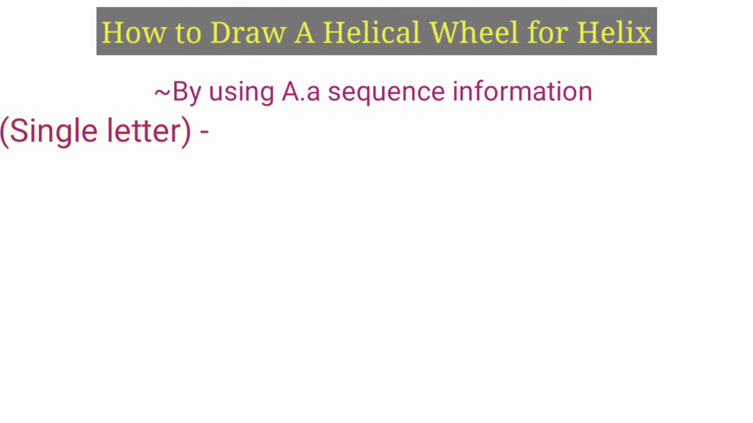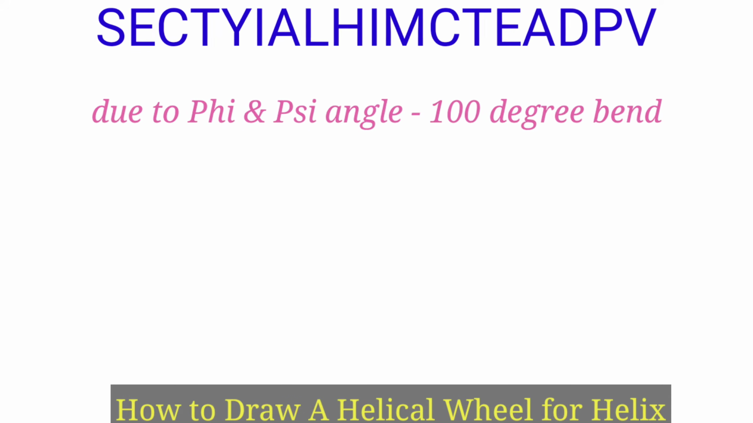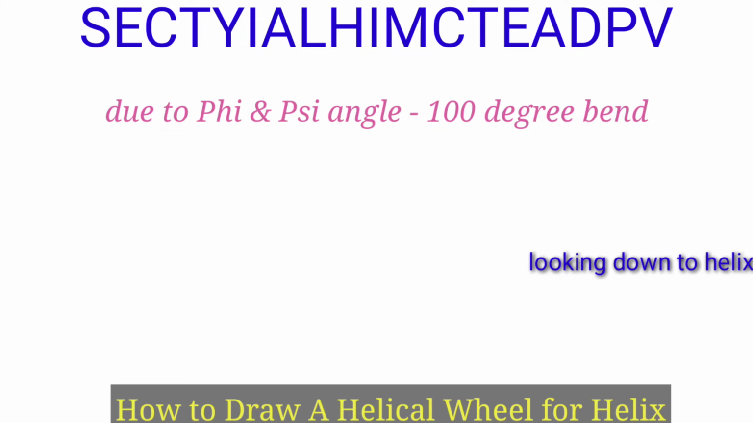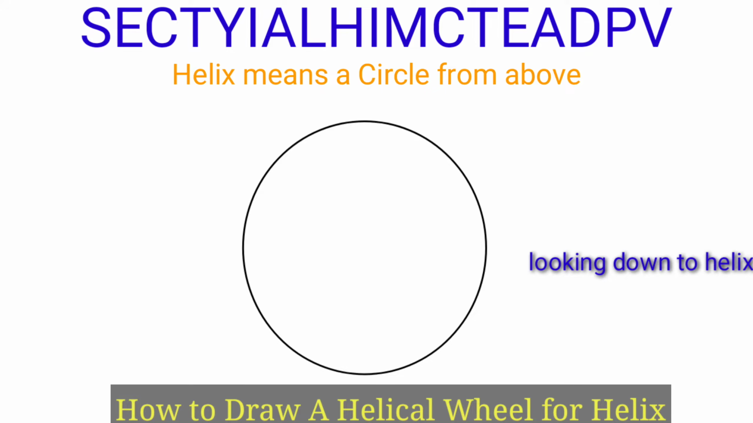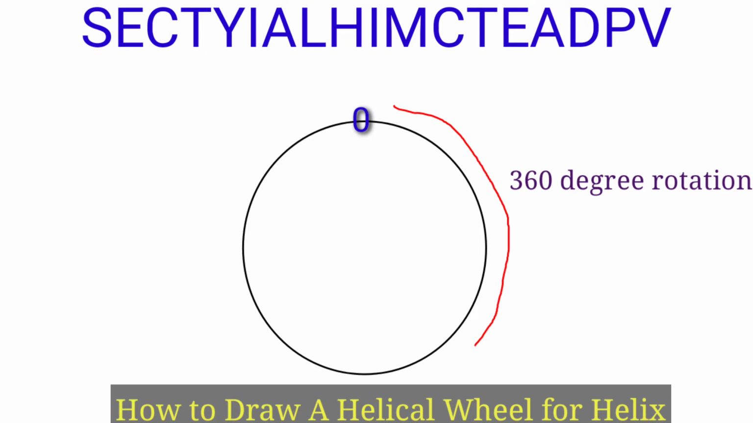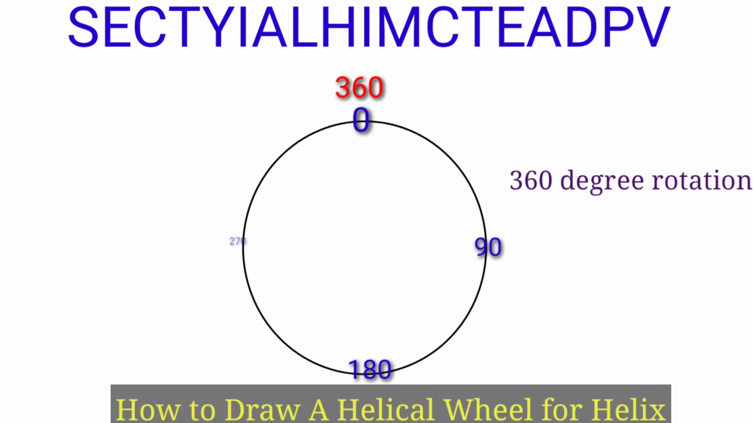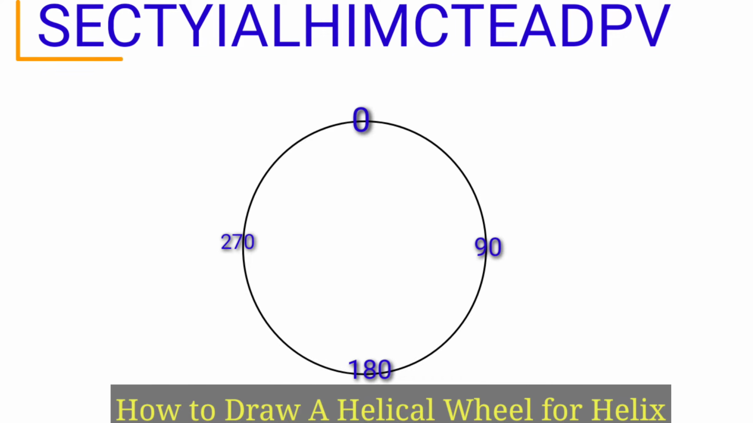So, let's see how to draw a helical wheel from the information of the polypeptide chain. We know that each amino acid contributes a 100-degree turn in a helix. So keeping this information in mind, let's draw a circle. A circle is nothing but a 360-degree turn. We know that. So 0 degree is at the top, and a complete turn is 360 degrees. At the opposite side to 0 there is 180. So obviously 90 will be here and 270 will be on the opposite side. Okay, so let's begin with our amino acid sequence.